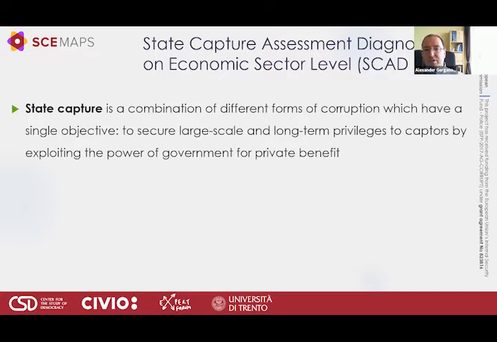forms of corruption and different aspects of this phenomenon, we came up with this short definition. We define state capture as a combination of different forms of corruption which have a single objective: to secure large-scale and long-term privileges to captors by exploiting the power of governance for private benefit.